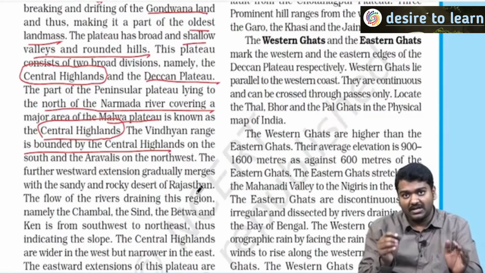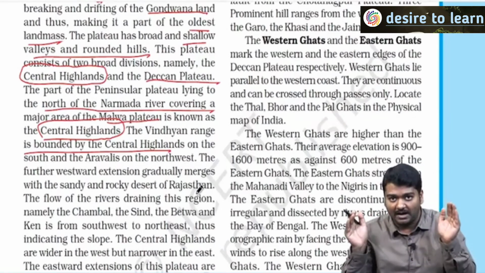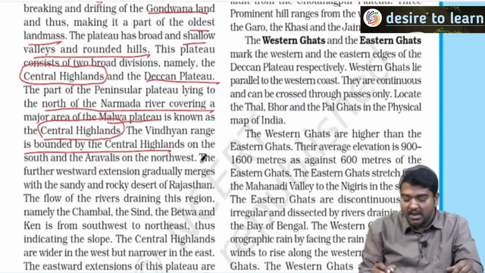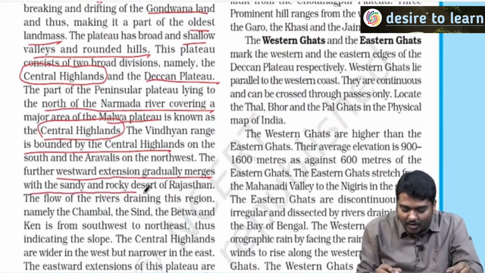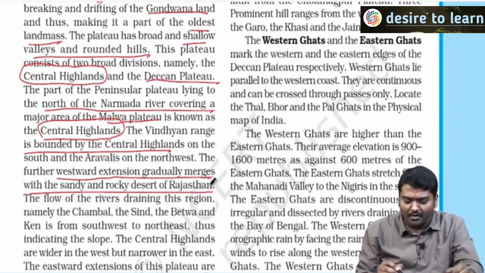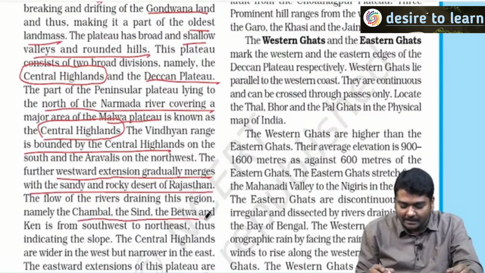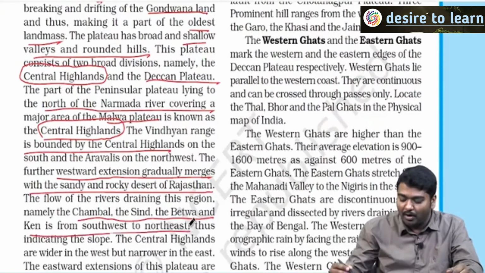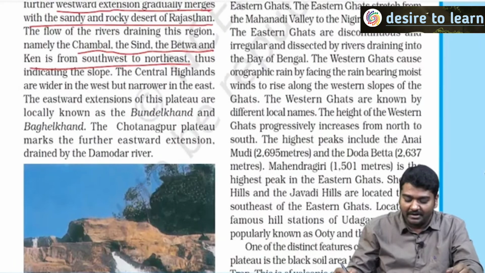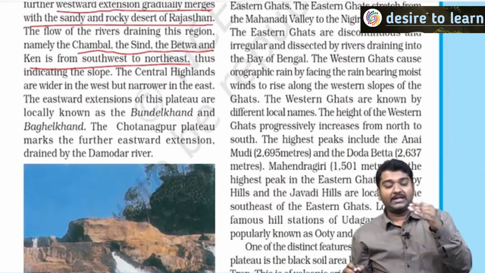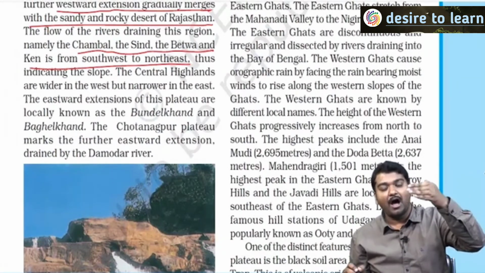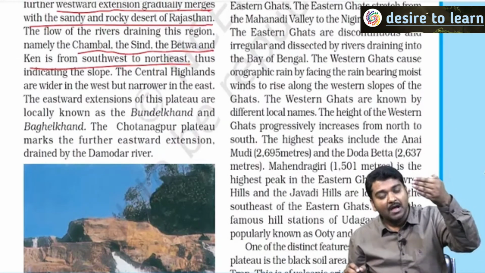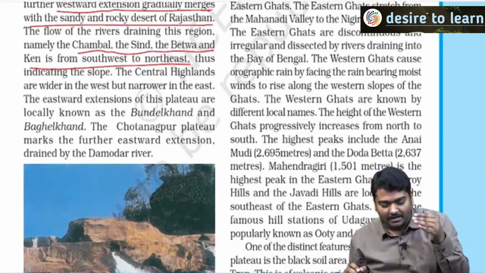Now when we actually consider only Central Highlands, we have to see this. Westward extension gradually merges with the sandy and rocky desert of Rajasthan. Rivers Chambal, Sindh, Betwa, Ken are the most important rivers which are present. In drainage, I will be going through this carefully, but I want you to know that plateau is divided into two parts. Central Highlands above Vindhyas and Satpuras, below that you find Deccan Plateau.